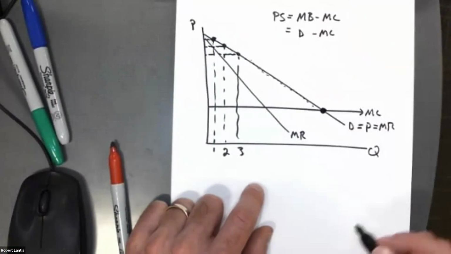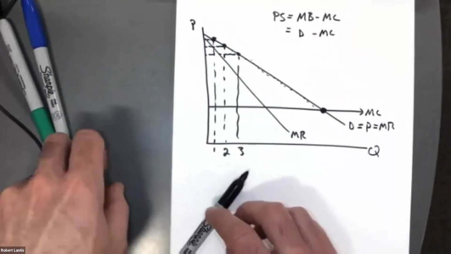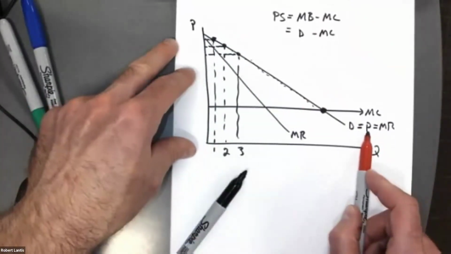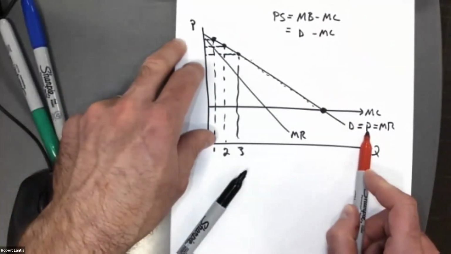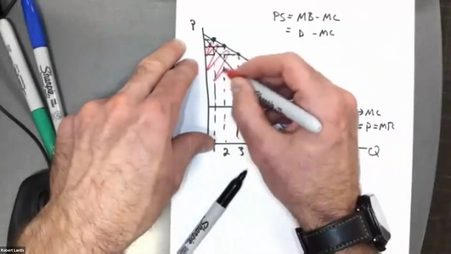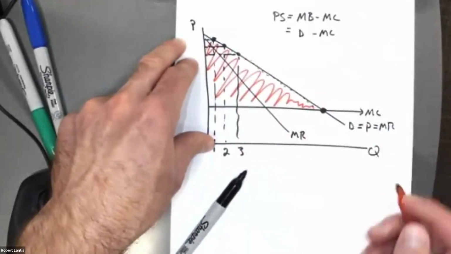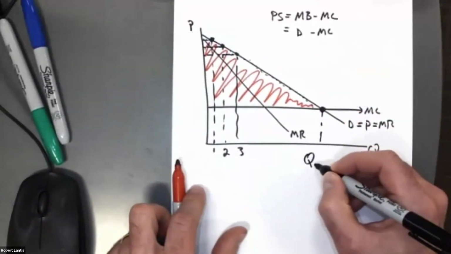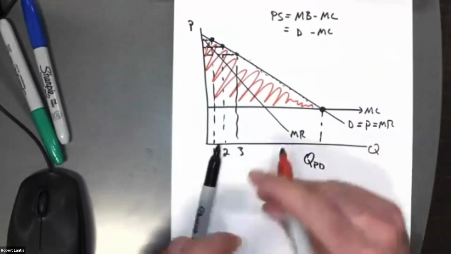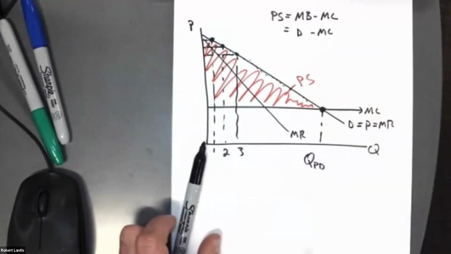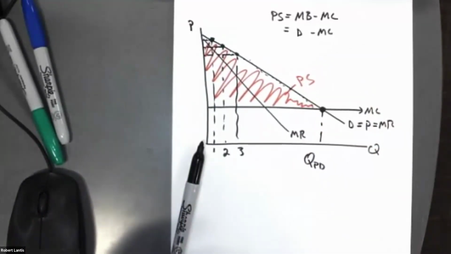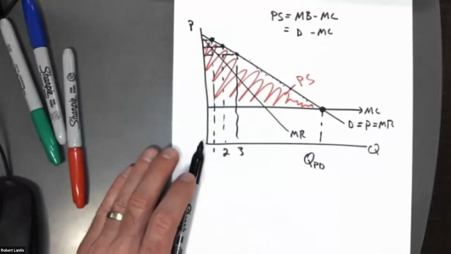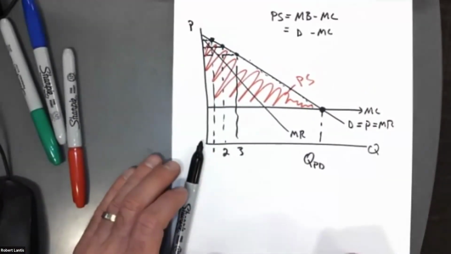So now where does marginal revenue equal marginal cost? Way out here. So the difference between the price that I'm charging and my marginal cost all the way out to this quantity that the price discriminating monopolist would choose, all of this is going to represent producer surplus. So when I can price discriminate, producer surplus goes up a lot.